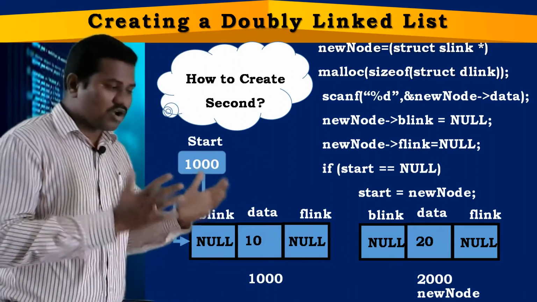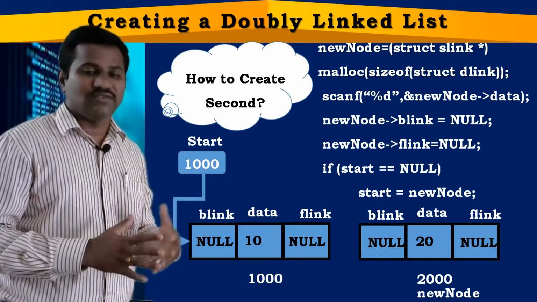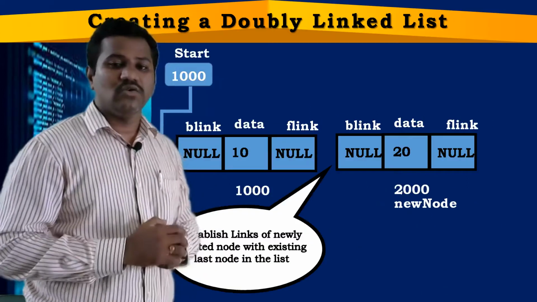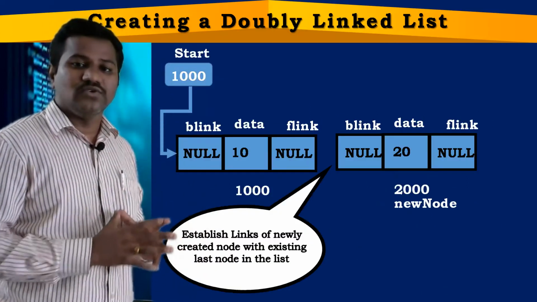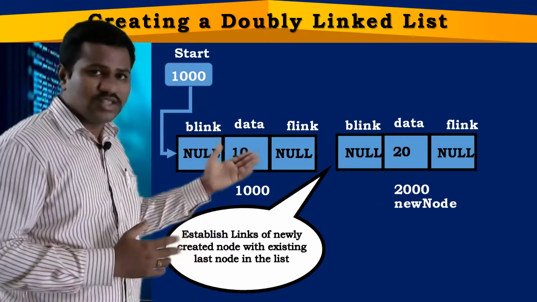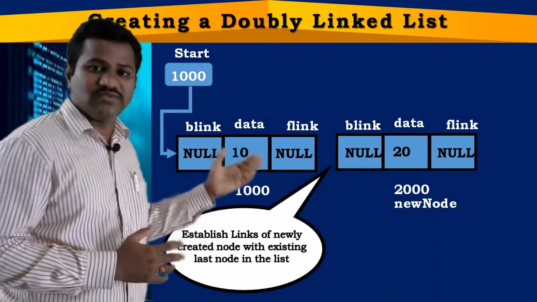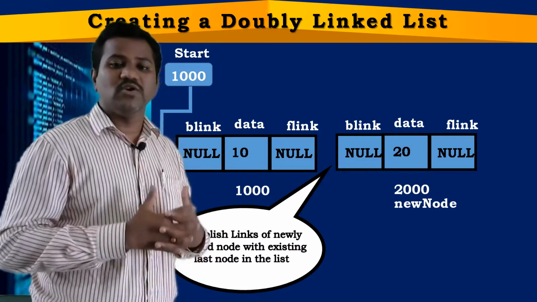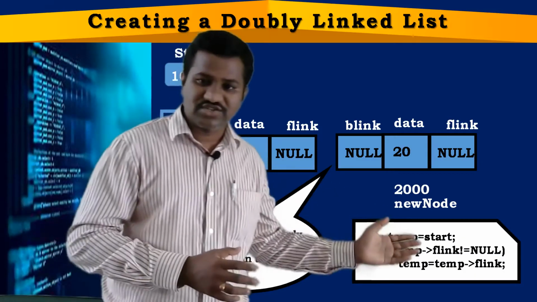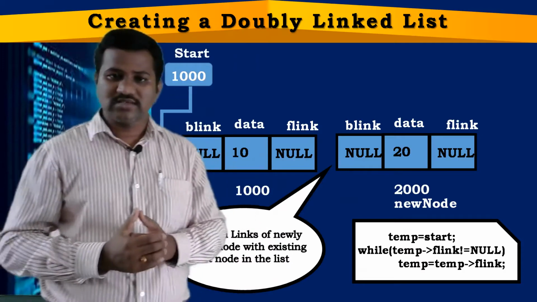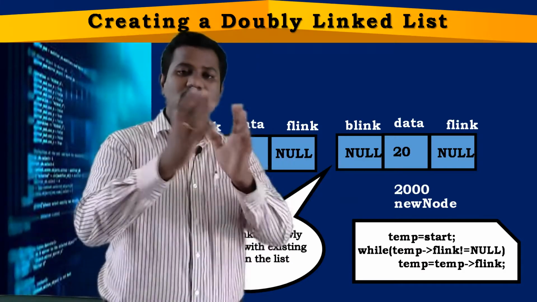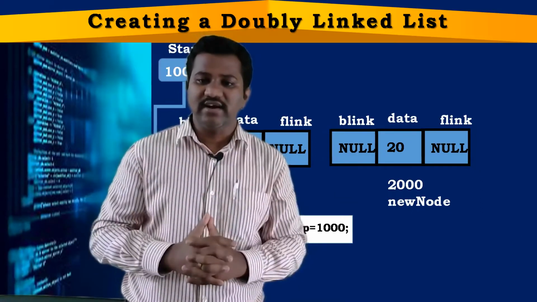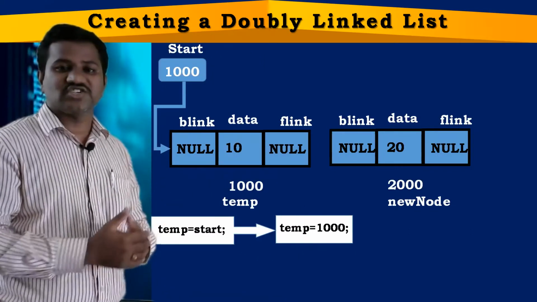Now the block of memory has been allocated, we accepted the data part, and we assigned null to the link part, and we came to know that we are not creating the first node, we are creating the second. Now we need to establish the links of the newly created node with the existing last node. There is only one node in the list, and we need to establish the connections between the 1000 node and 2000. For that we'll follow a set of instructions, just like in the single linked list: traversing from the first node to the last node, and after reaching the last node, establishing the connections between the last node and the newly created node. So let us go instruction by instruction.